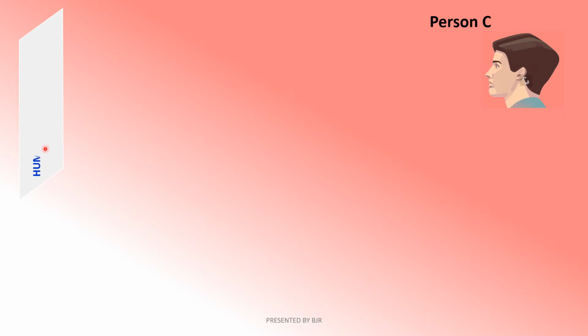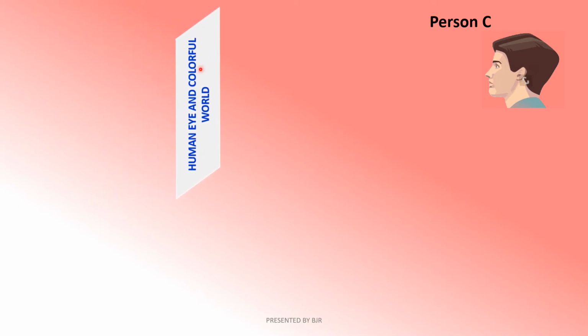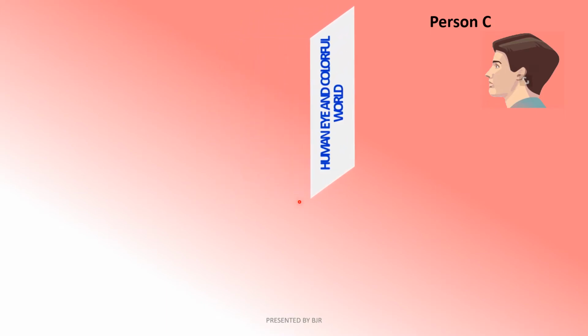Now here is another person, person C. Now I want to test what is the least distance of distinct vision for his eyes. Here is the paper. Some text has been written on the paper. Later I will move the paper slowly towards him. When it is moving slowly towards his eyes, the text appears larger and also it will appear blurred. That means he feels strain in reading the text.